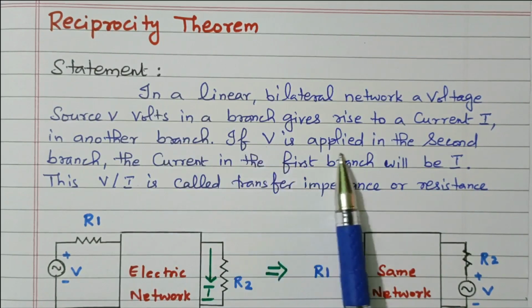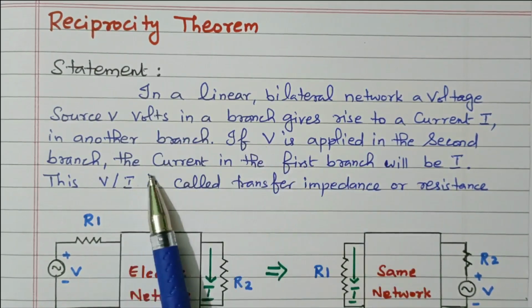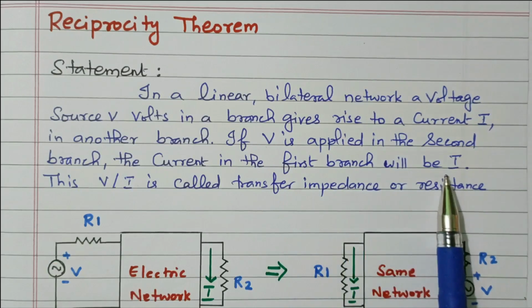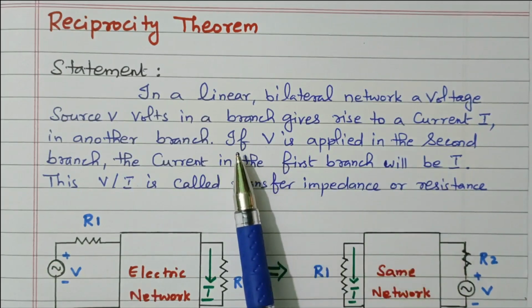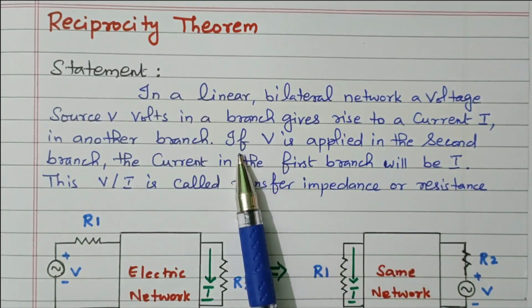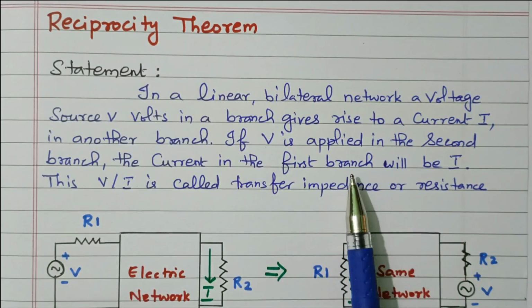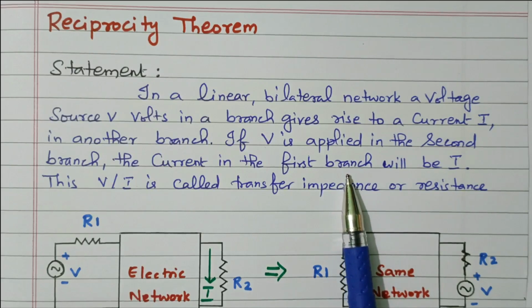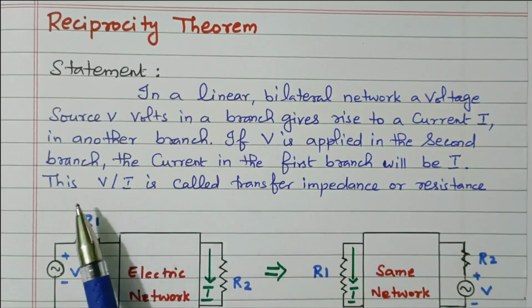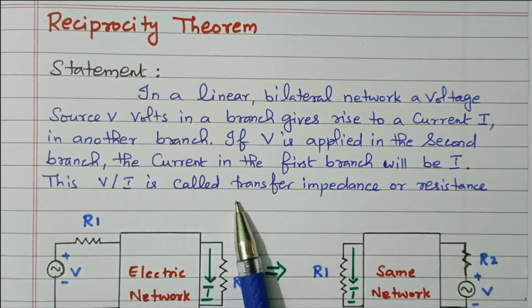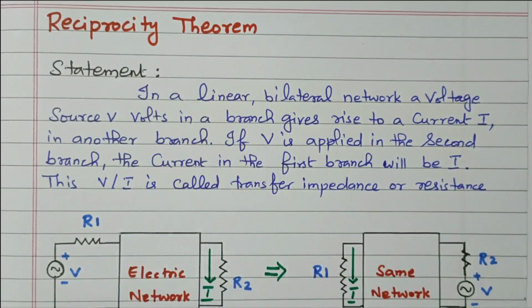If V is applied in the second branch, the current in the first branch will be I. Suppose we interchange the voltage source from the first branch to another branch, the current in that other branch will be reflected in the first branch. That is the statement given by the reciprocity theorem. This V by I is called a transfer impedance or resistance.